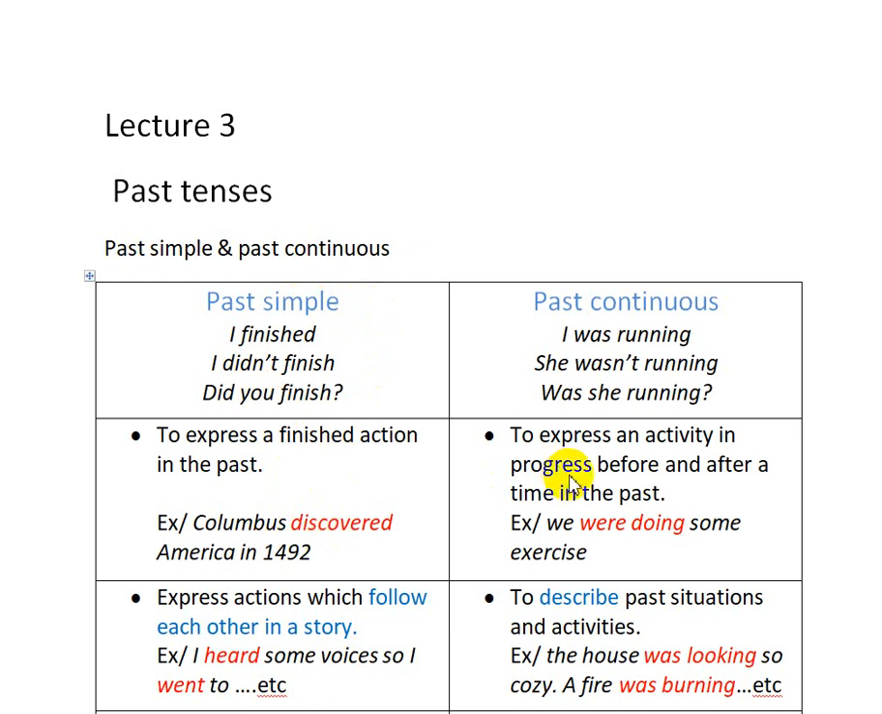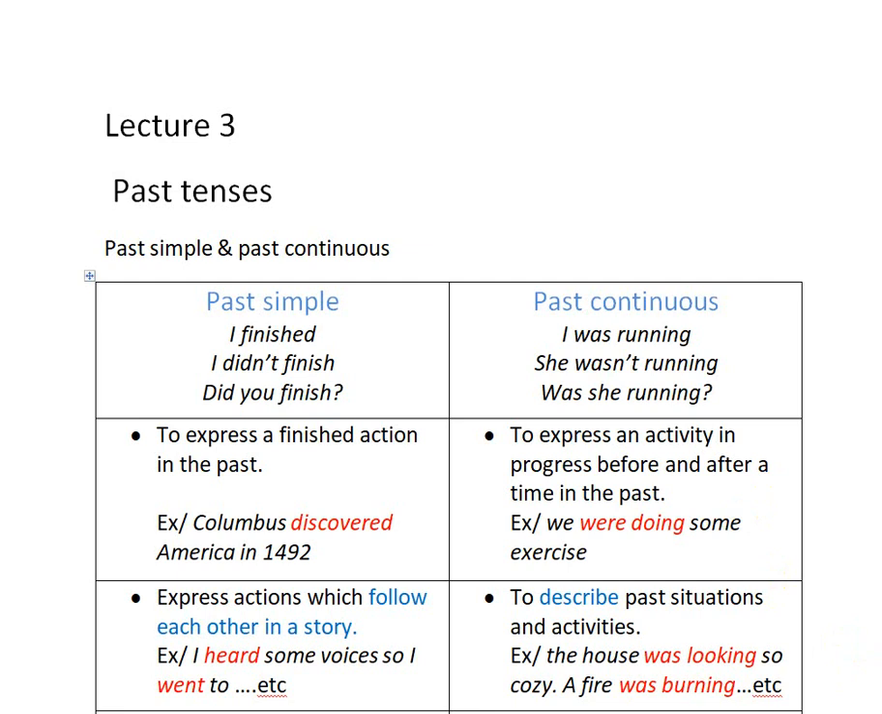What's about past continuous tense? It can be used to express an activity in progress before and after a time in the past. For example, we were doing some exercise, okay. So الفرق بين ال past simple وال past continuous إنه هنا فد action منتهية بالباست، وهنا ال past continuous لا، دا ينطينا فد activity بدت بالماضي وانتهت بالماضي، okay. We don't know when، ما نعرف احنا شو وقت.